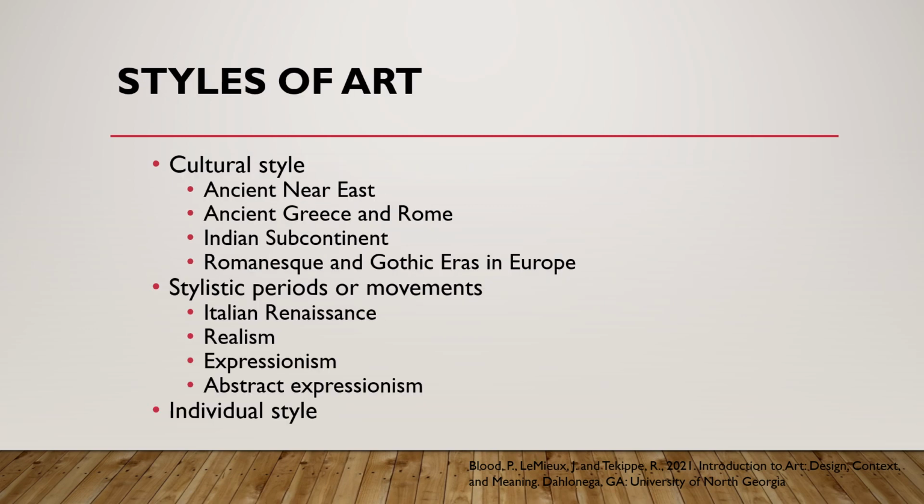Some of the styles we're going to talk about in this chapter include the cultural styles of the ancient Near East, ancient Greece and Rome, the Indian subcontinent, and then the Romanesque and Gothic eras in Europe. For the stylistic periods or movements, we'll look at Italian Renaissance, Realism, Expressionism, Abstract Expressionism, and then we'll look at some individual style. Now, these aren't the only styles. These are just a few that we're going to hit on here.